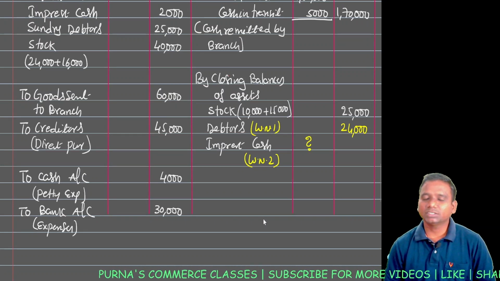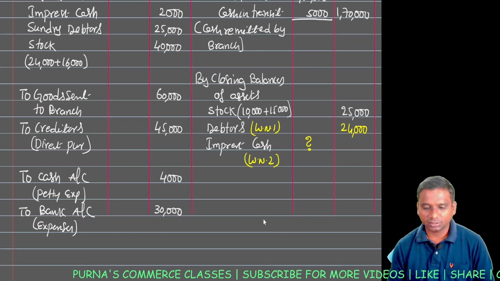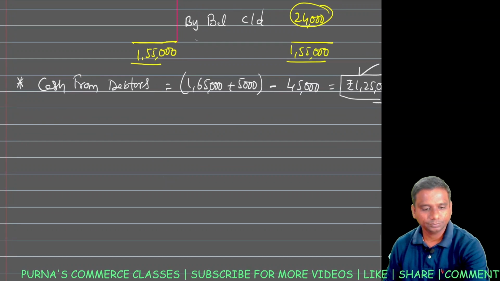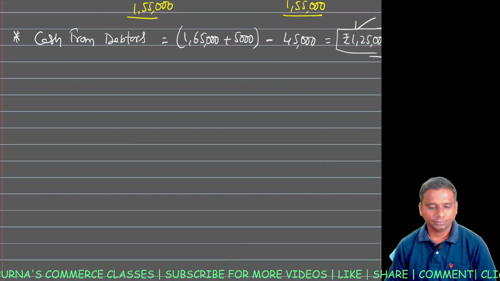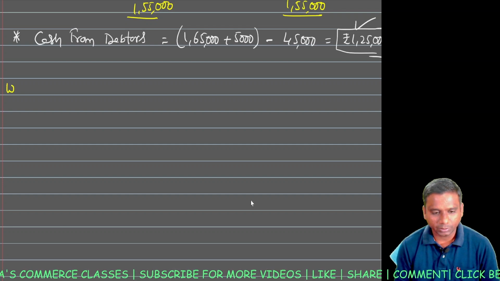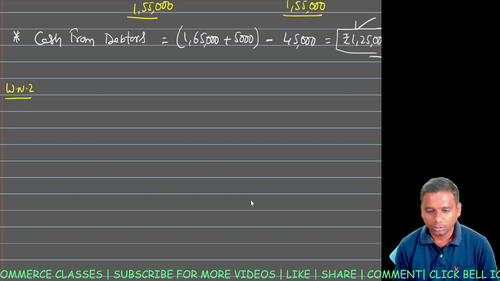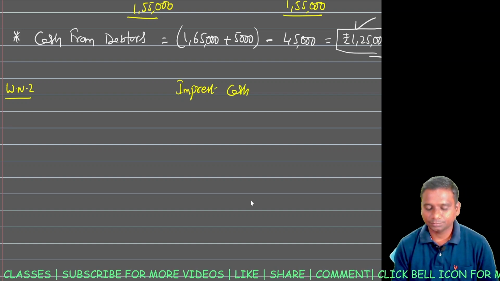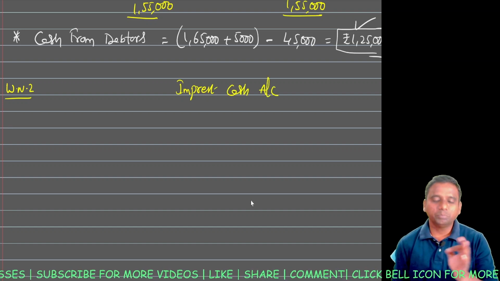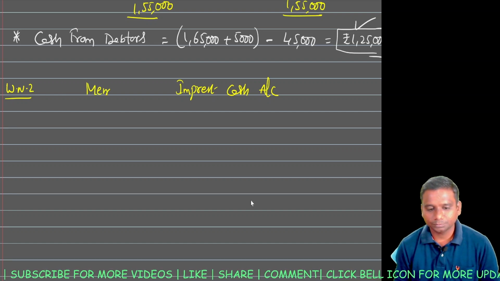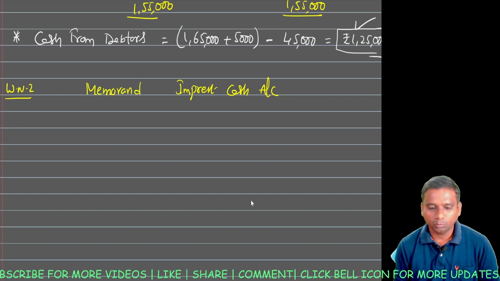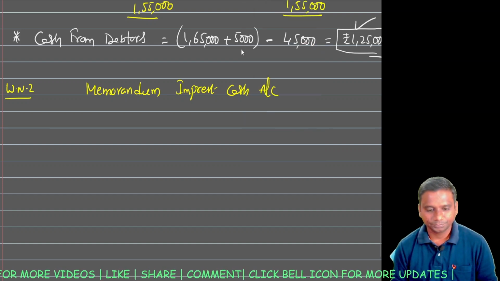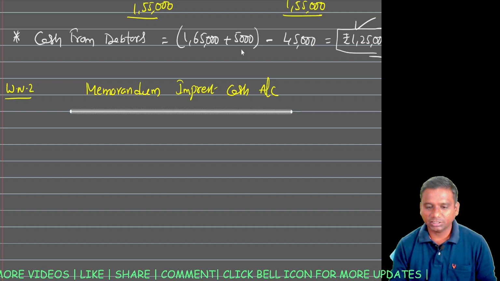Now what about imprest cash? How do you calculate imprest cash? By preparing the imprest cash account. Simple. So how do we prepare here? Now look at. For that we'll prepare working note 2, imprest cash account. This is also a memorandum imprest cash account. Okay, prepare. These are just working notes.